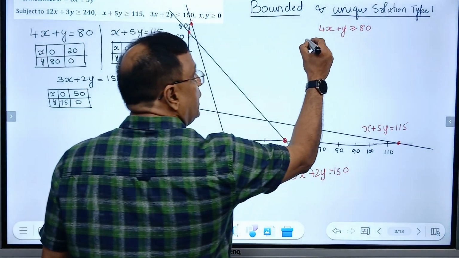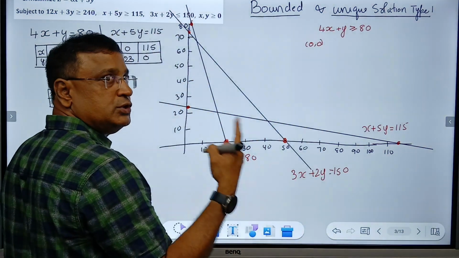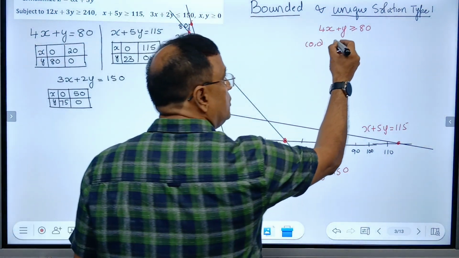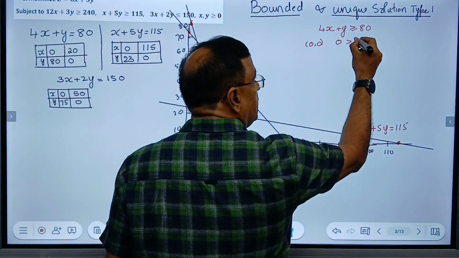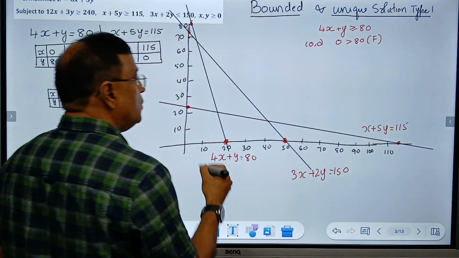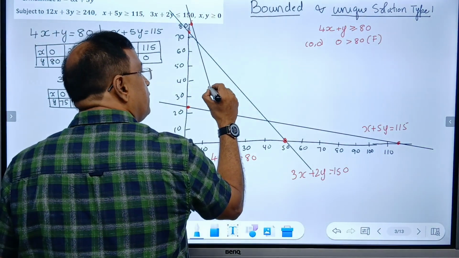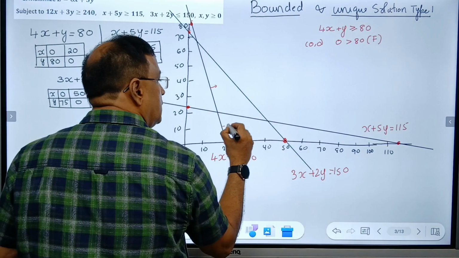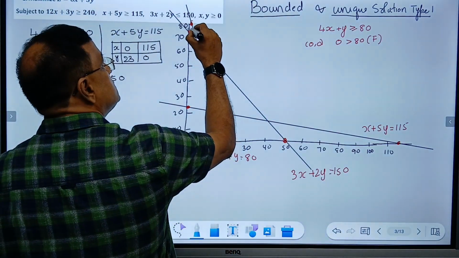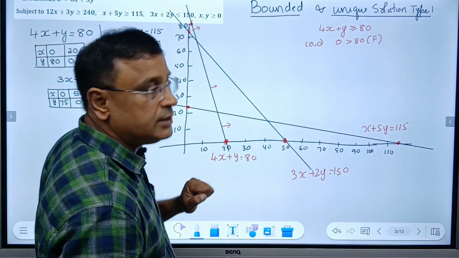So what I will do, I'll substitute origin and see. Wherever x is there, I put 0. Wherever y is there, I put 0. So I get 0 is greater than 80, which is not true, it is false. So this region is not towards origin, it is away from origin. See this? It's away from origin. I hope you understand that.